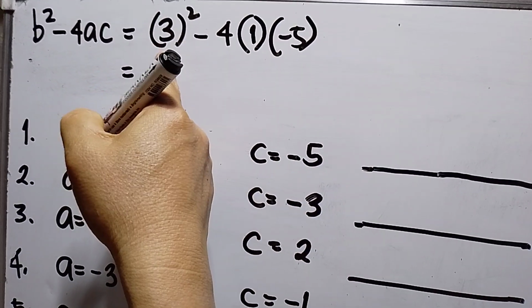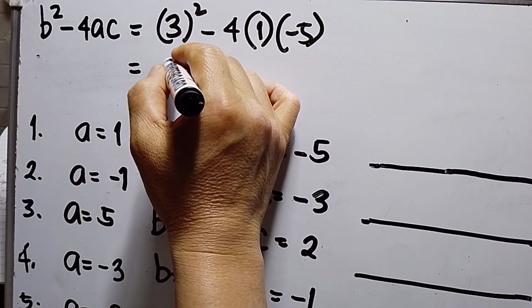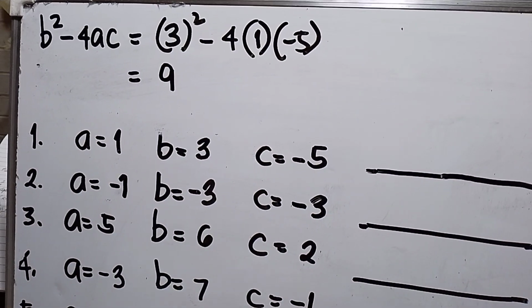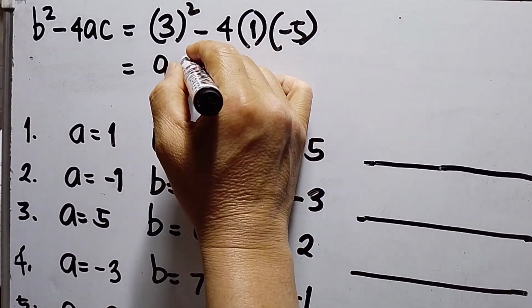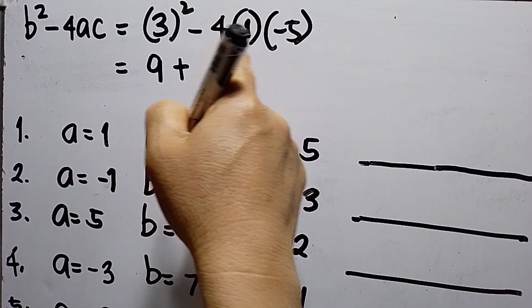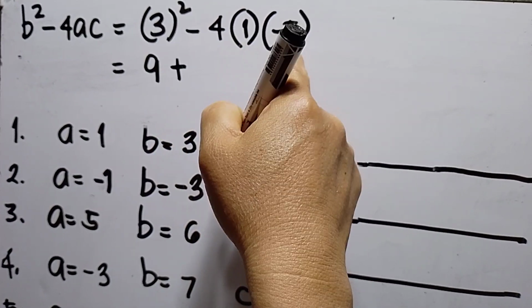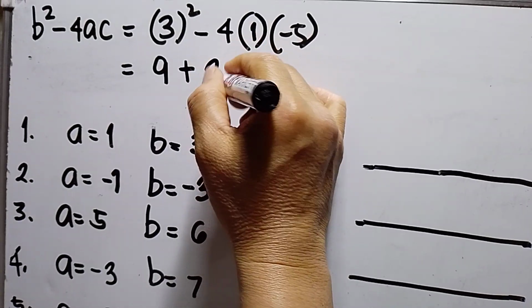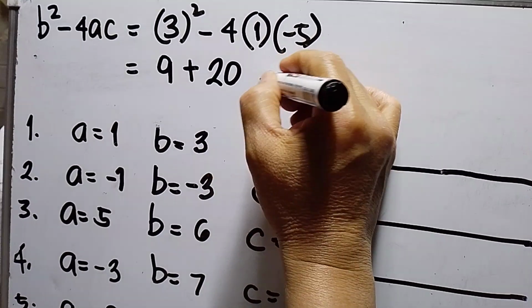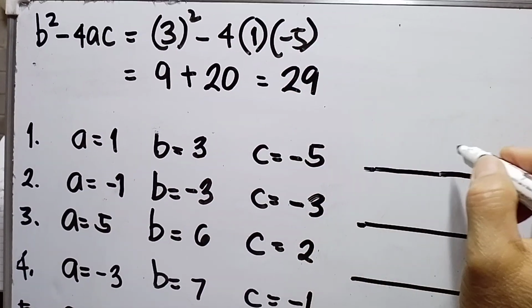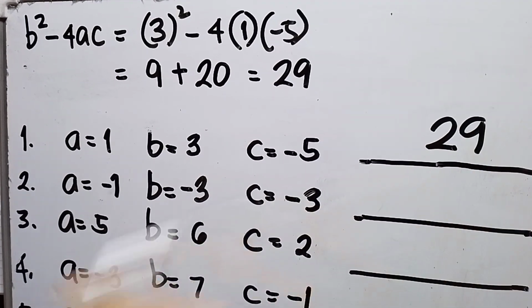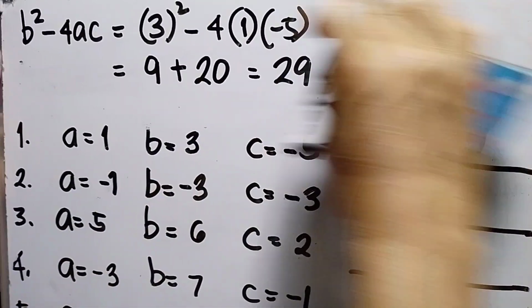So this is 3 squared, which means 3 times 3, that will be equal to 9. And then negative times negative, that will be positive. So 4 times 1 is 4, times 5, that is 20. So my answer for number 1 is 29. Now let's go to number 2.